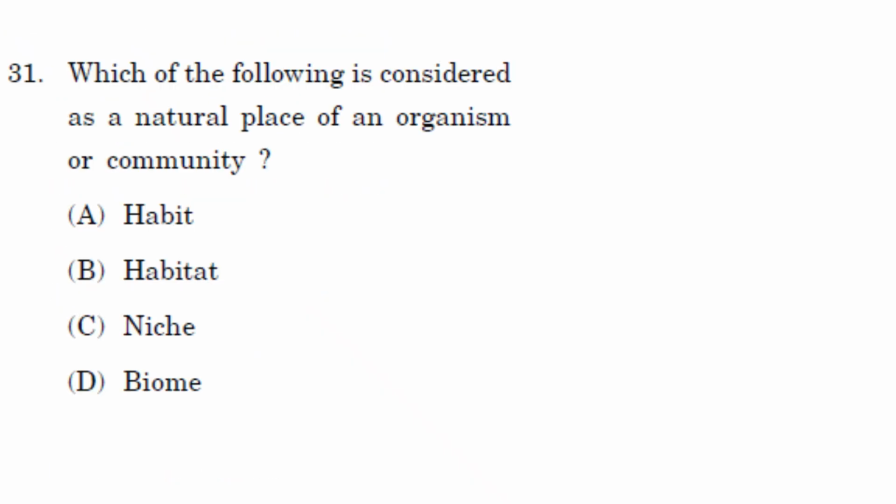Then which of the following is considered as a natural place of an organism or community? So the natural place of an organism is the habitat, or I can say it is the address of the organism or the physical environment of the organism. Niche is nothing but the functional role of this organism in the habitat or in the ecosystem. So that is niche. Biome, you know, tropical rainforest, desert biome, tundras, all these things, that is biome.